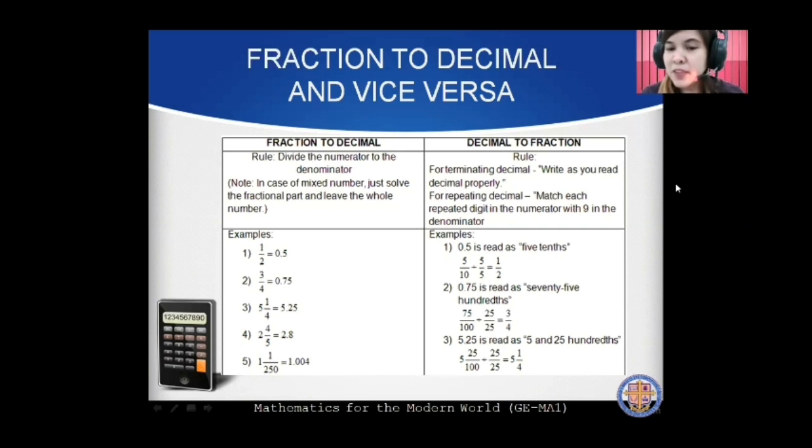And to convert repeating decimal to fraction, match each repeated digit in the numerator with 9 in the denominator. So kung ilan yung nare-repeat na digit sa numerator, tumbasan mo lang siya ng 9 sa baba. Tapatan mo siya ng 9. So kung isa yung nauulit, isang 9 as denominator. Kung dalawa yung nauulit, over 9, 9. Kung tatlo yung nauulit, over 9, 9, 9. And so on and so forth. So we have examples here.